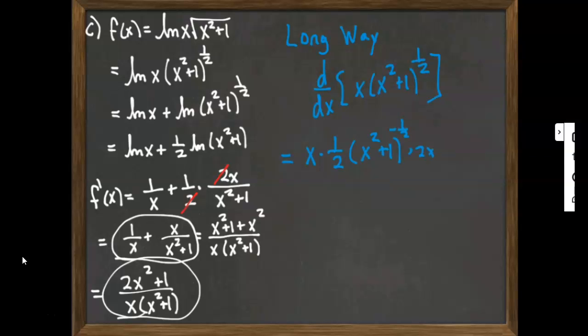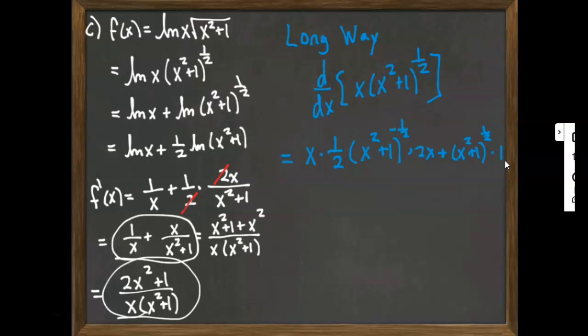That would be the first x times the derivative of the second. So derivative of x squared plus 1 to the 1/2. We'd multiply by the 1/2. X squared plus 1, drop it by 1 to the minus 1/2. Don't forget the chain rule. Times the derivative of the inside. Derivative of x squared plus 1 is 2x. And then the other part's pretty easy. Plus the x squared plus 1 to the 1/2 times the derivative of x, which is just 1.